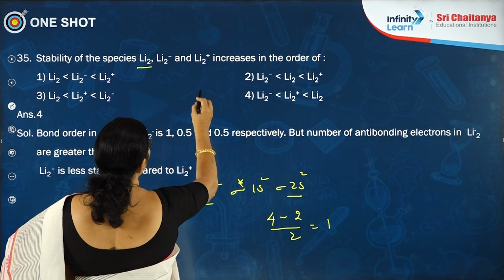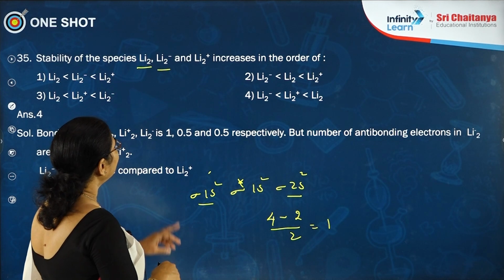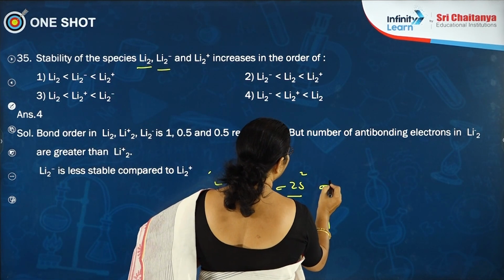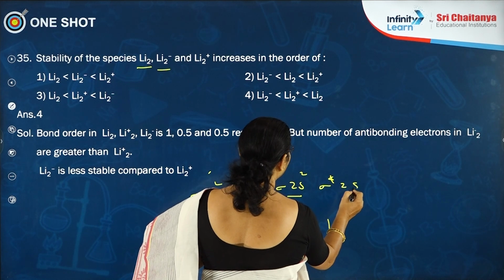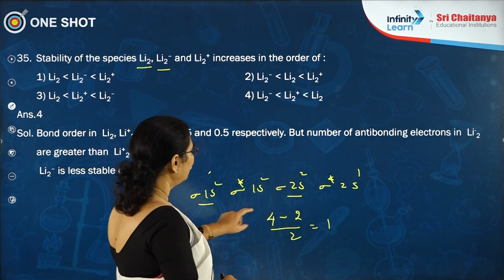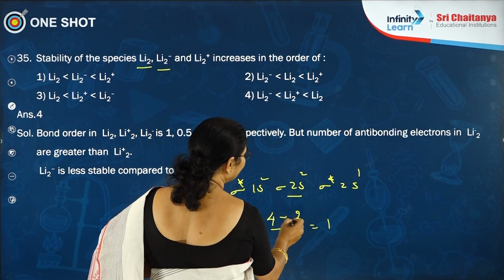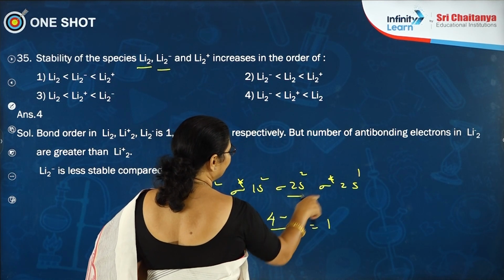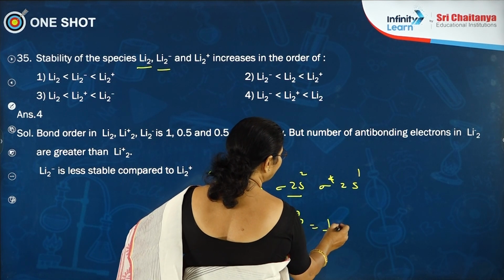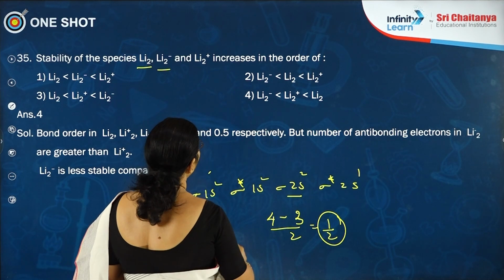Now, coming to Li2 minus, Li2 minus means 7 electrons. 7 electrons means the next electron goes to sigma star 2s1. So, if you take this, now bonding electrons are 4 only, anti-bonding electrons 3, 2 plus 1, 3. So, 4 minus 3, by 2 is equal to half. So, bond order is expected to be half for Li2 minus.